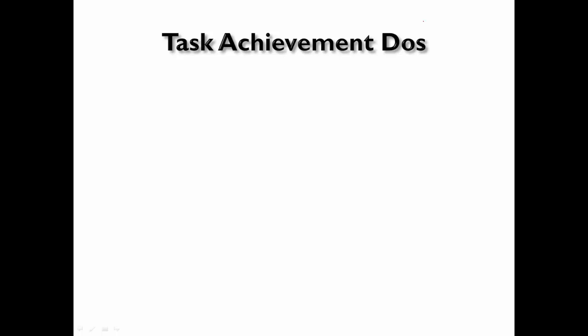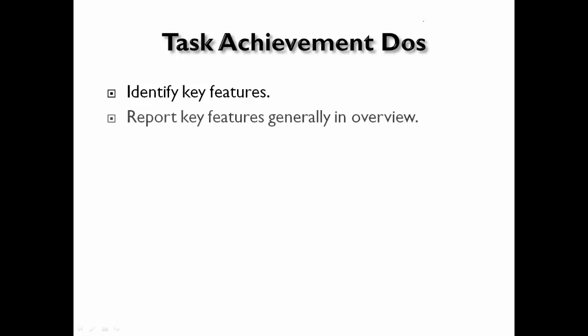So let's look at the things you should do in order to answer the question correctly. First thing you should do is you have to identify the key features. So if you think back to the table that I showed you, there is lots and lots and lots of information. You don't report everything. You don't have time, and the question is not asking you to do that. What they want you to do is pick out the most important information. This is the key features, and we're going to look at how to do that in a later module. Then you have to report these key features, generally in an overview.